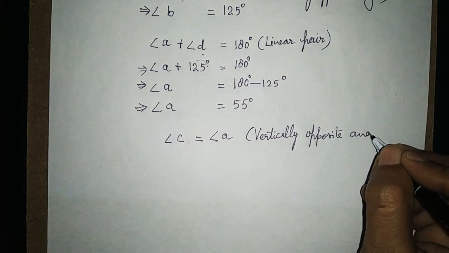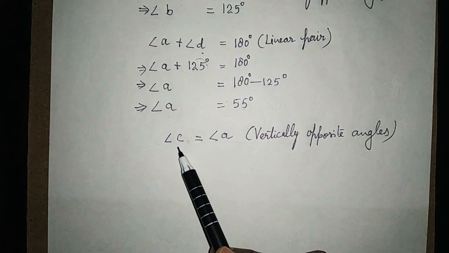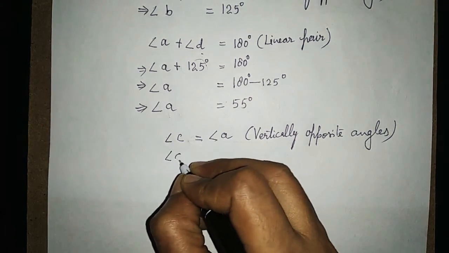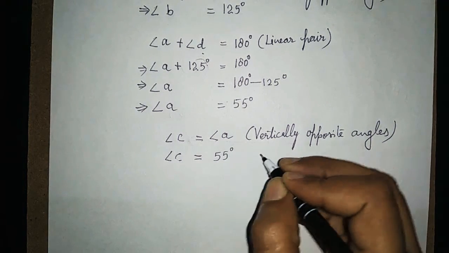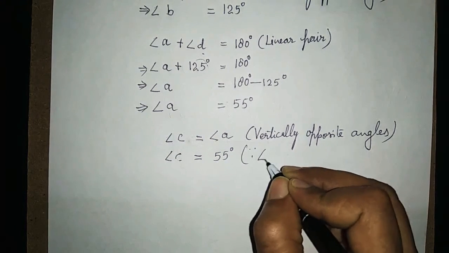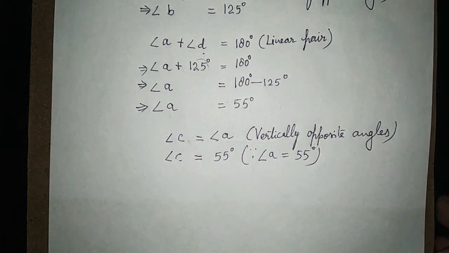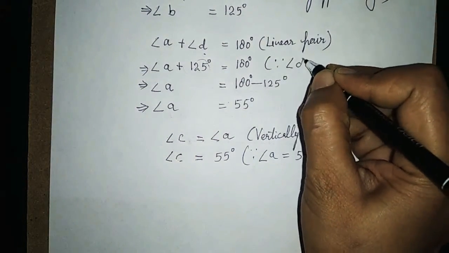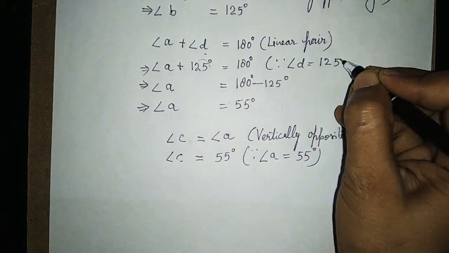Now angle C is the last unknown angle. So for angle C, here we will write A, we have calculated 55 degree. So here we will write, since angle A is equal to 55 degree. And here also we will mention, since angle D is equal to 125 degree.